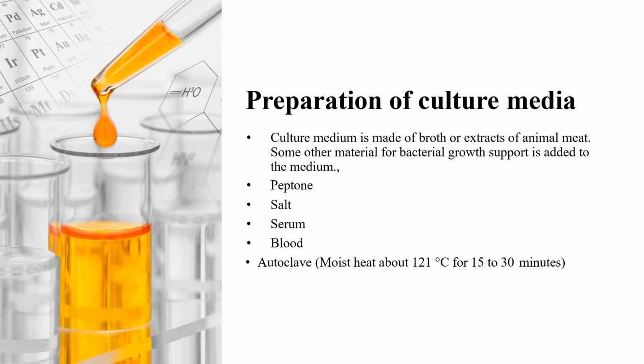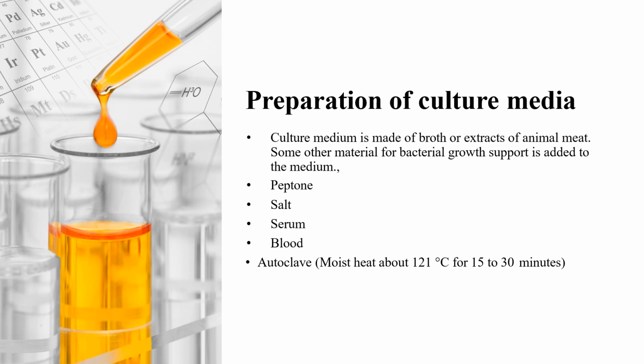Autoclave. Autoclaving is a sterilization technique that involves subjecting the culture media to moist heat at a high temperature, usually around 121 degrees centigrade for a specific duration of 15 to 30 minutes. Autoclaving destroys or inactivates any existing microorganisms, ensuring that the culture medium is free from contaminants and provides a sterile environment for bacterial growth.